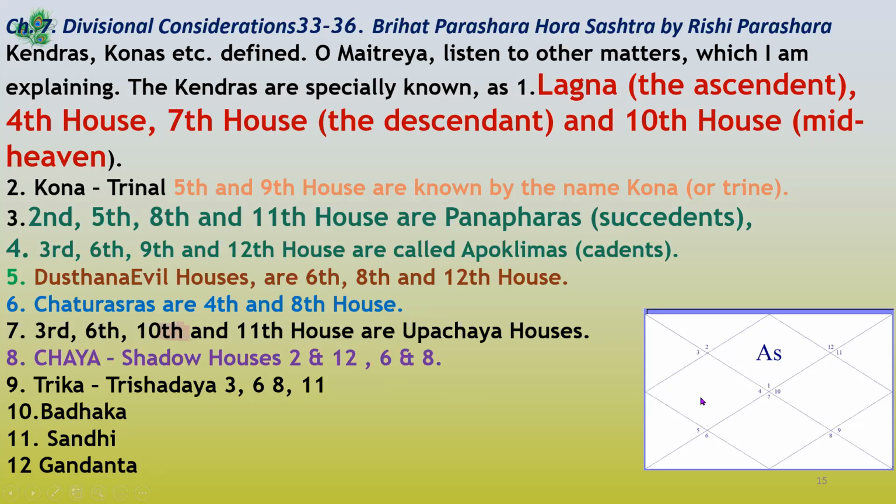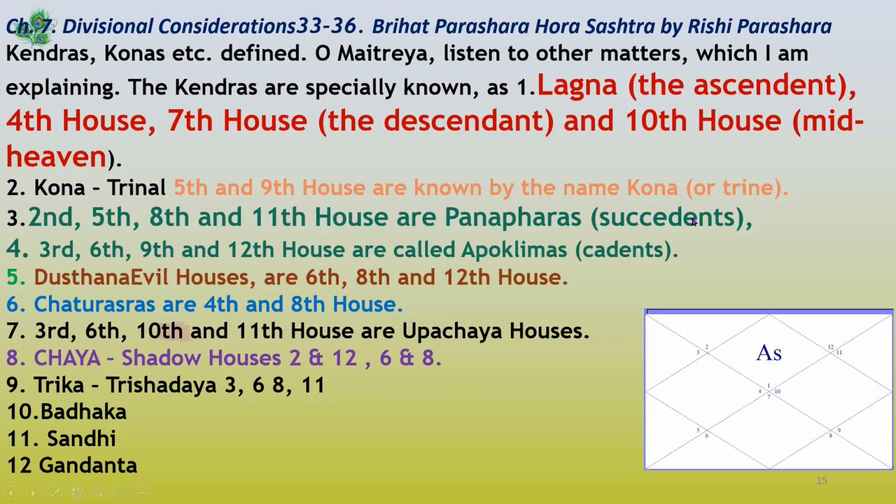The first house is also a Kendra as well as a Trikona, which is nothing but a trinal house, Kona. 1, 5, and 9 are known as Kona or Trikona, which is nothing but a trine house. So 1, 5, and 9. Second, 5th, 8th, and 11th are Panafaras or succedent houses. That is second from the first, and then it's second from the fourth. So these are all the succedent.